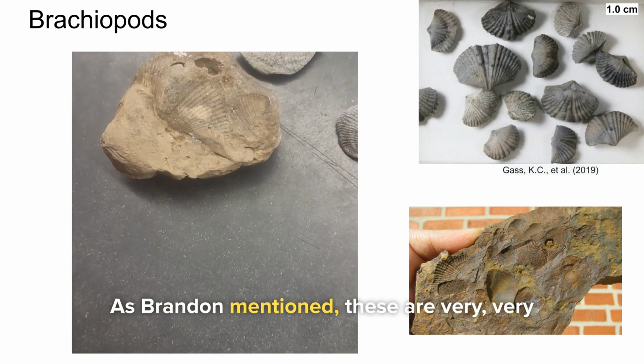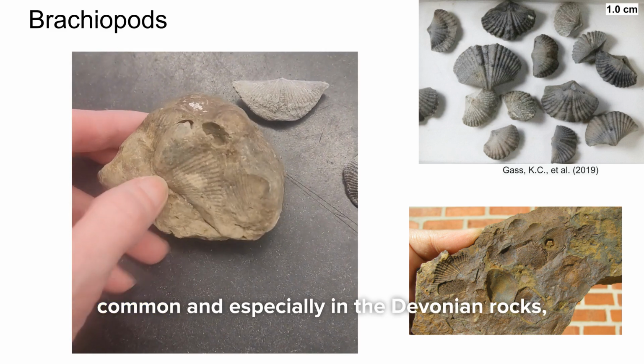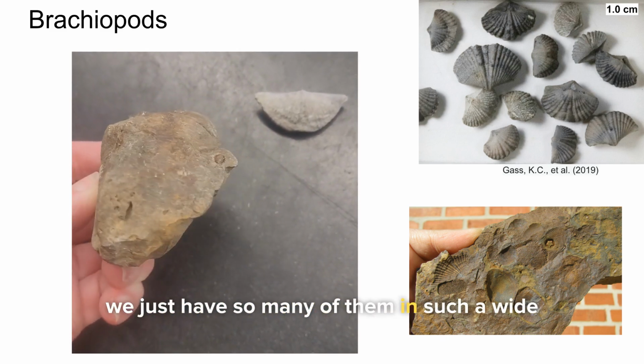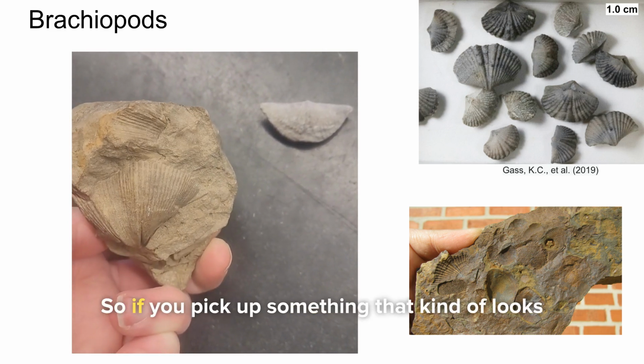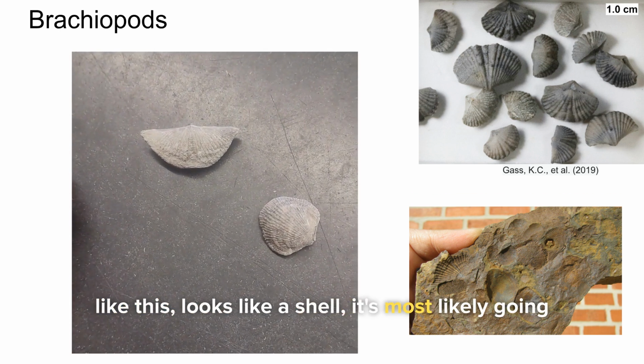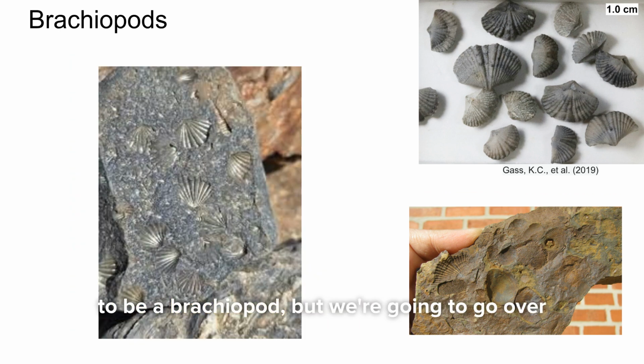As Brandon mentioned, these are very, very common, and especially in the Devonian rocks, we just have so many of them and such a wide variety. So if you pick up something that kind of looks like this, looks like a shell, it's most likely going to be a brachiopod. But we're going to go over what makes these different from our bivalves.